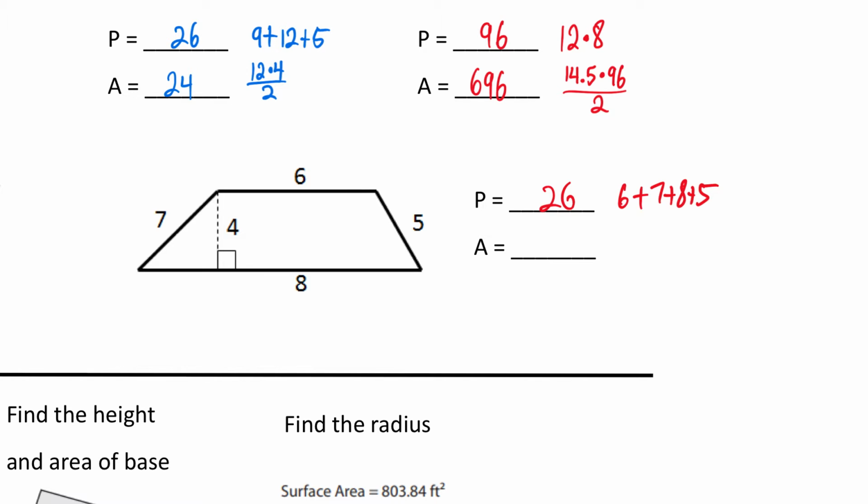Base 1 plus base 2 times height divided by 2. So what are the numbers going to be? 6 plus 8 times 4 divided by 2. Base 1 plus base 2 times the height divided by 2, which is?